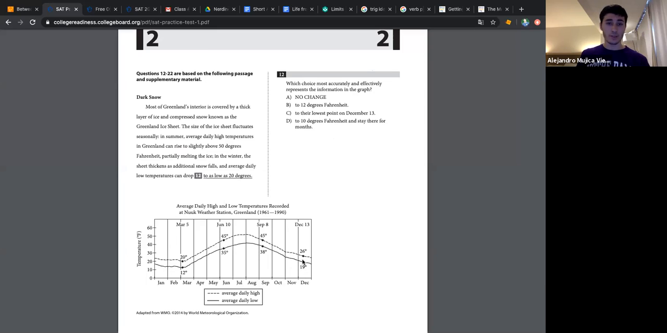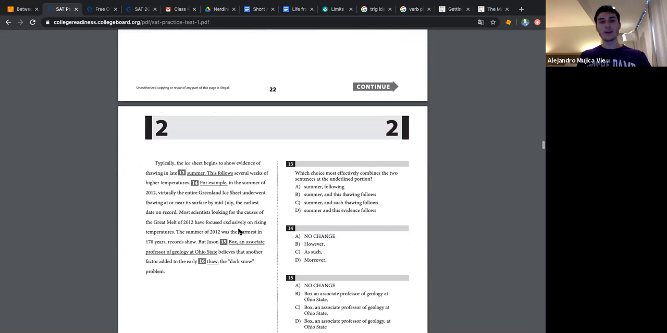But it is not the lowest point. That's what we have for December 13th. And then we have to 10 degrees Fahrenheit and stay there for months. So we're not sure if it actually gets to 10 degrees. Maybe it does. I think they're pointing at the lowest point, but maybe it does. However, it does not stay there for months. So we only know that the only true piece of information here is that it gets to 12 degrees Fahrenheit. That's the right answer. So right answer for 12 is B.